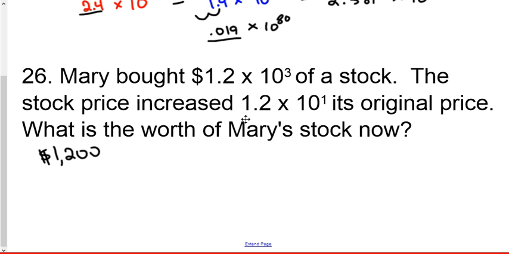The stock increased 1.2 times 10 to the first power. That would be increasing it by 12 times. What is Mary's stock worth now? Well, you'd need to multiply it. And let me actually just work this out. 1,200 times 12 is $14,400.